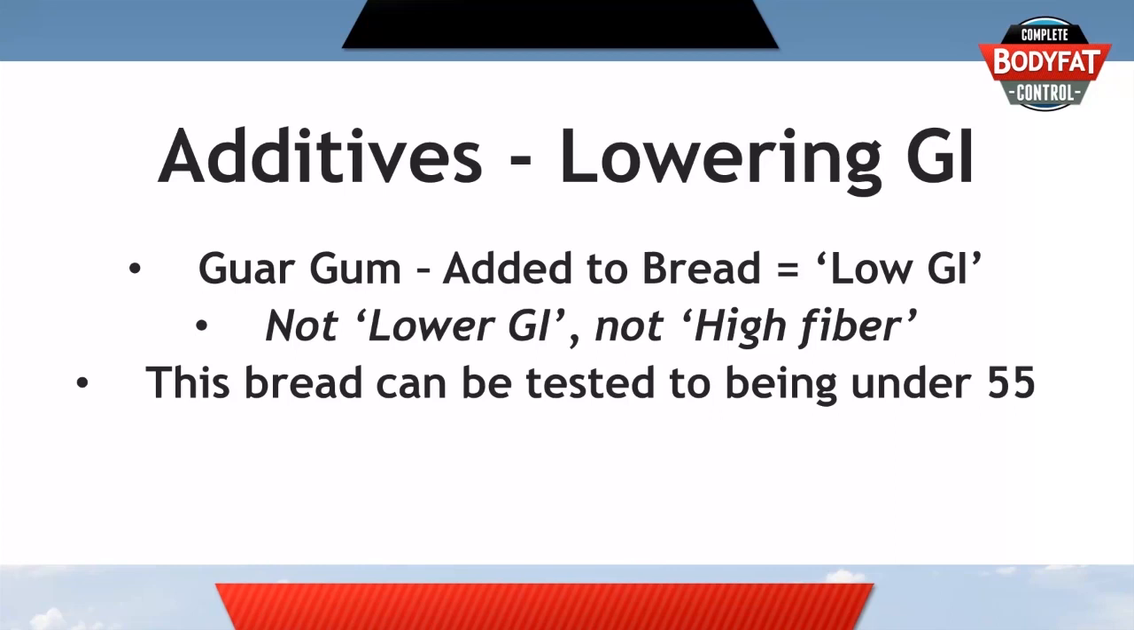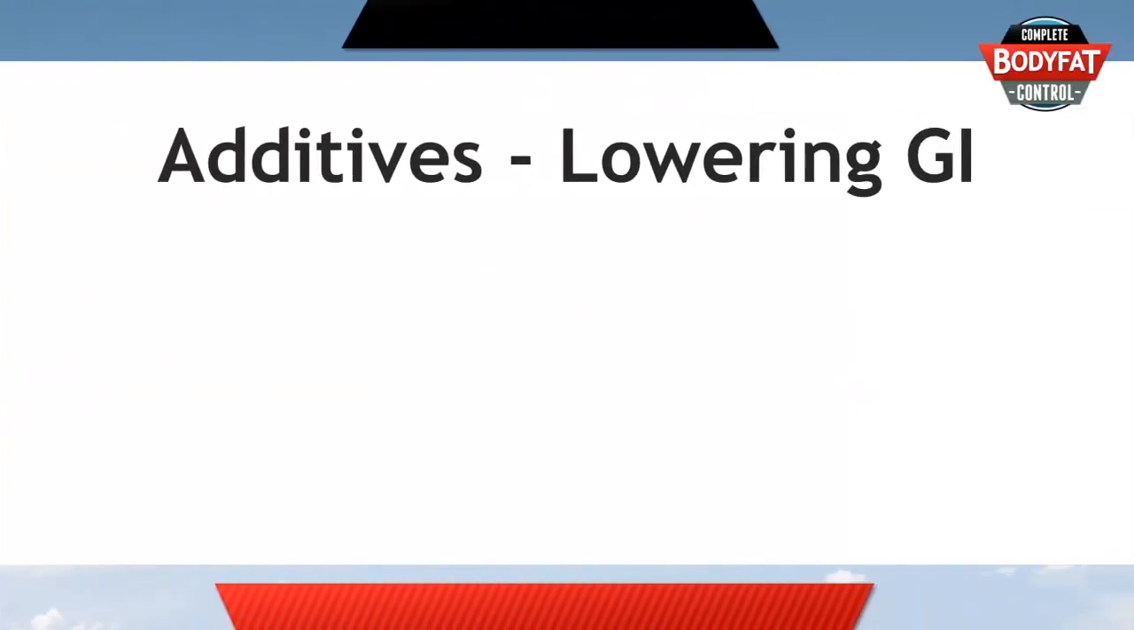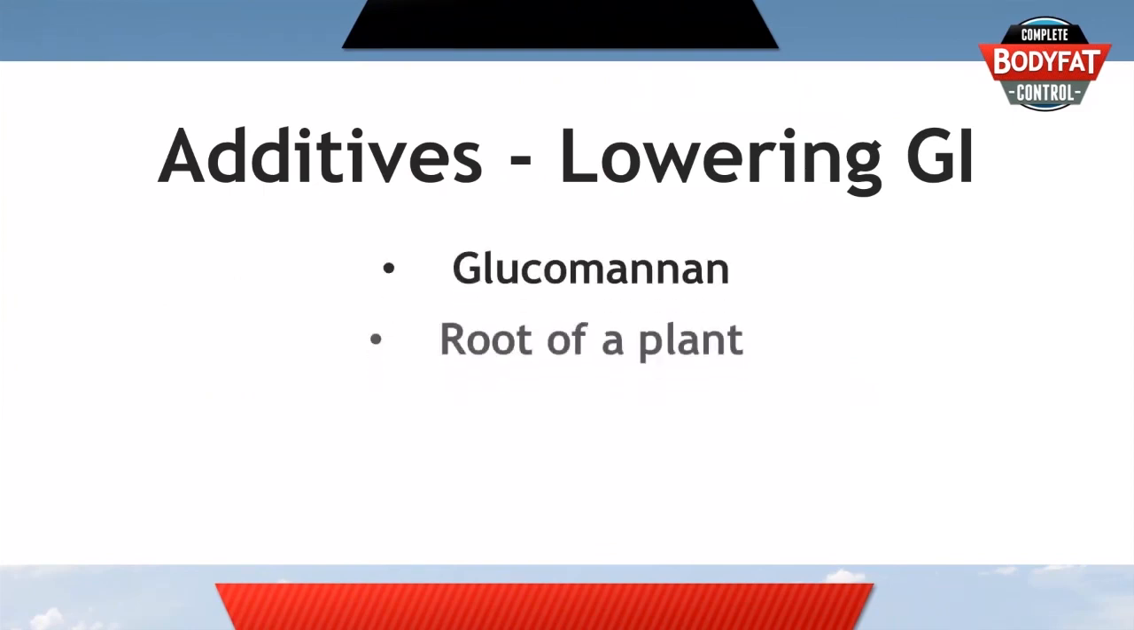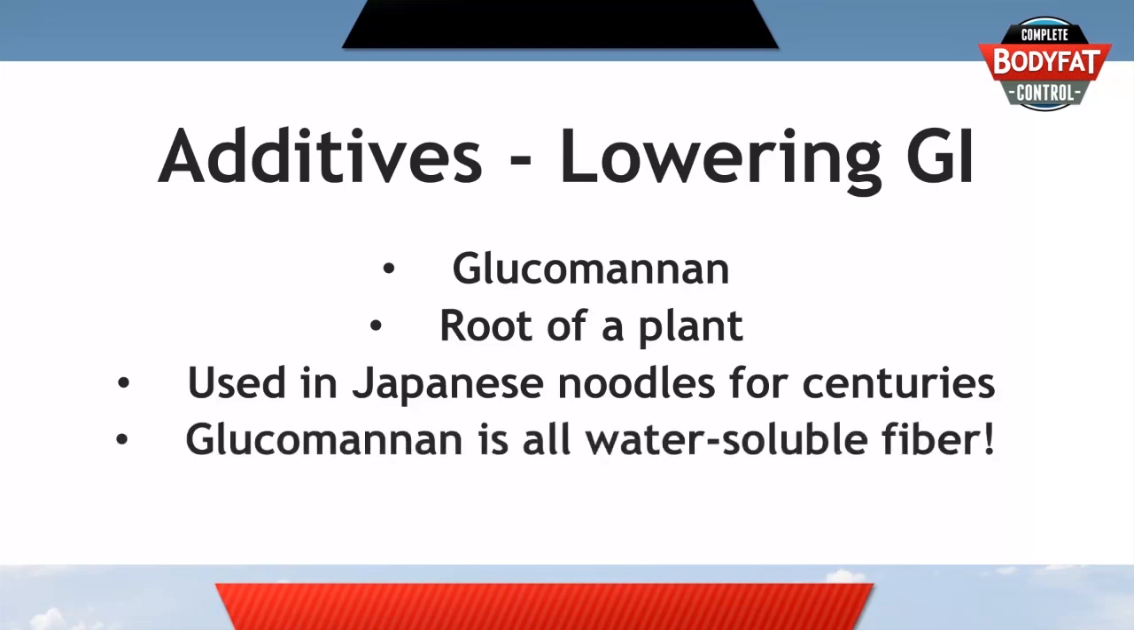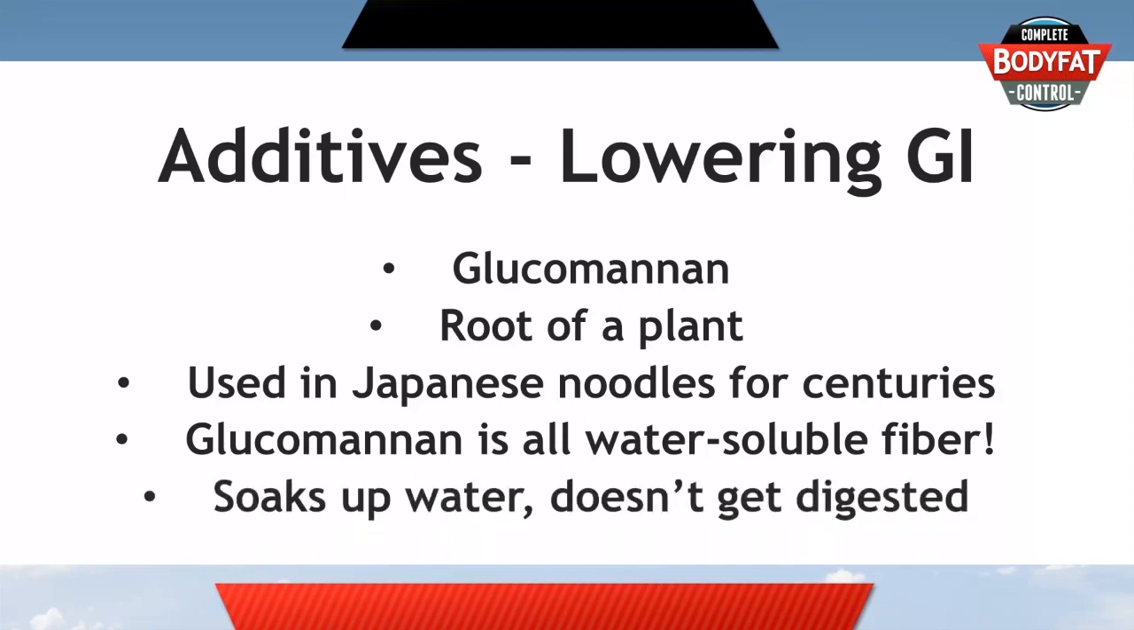That's what I expect. Now, another additive that is being used in different kinds of products is called glucomannan. Now, glucomannan is the root of a plant, and it's been used in a certain kind of Japanese noodle for a very long time. It's quite a traditional food in Japan. Now, effectively, all of this plant root, this glucomannan root, is what's called water-soluble fiber. So that means that it's a kind of fiber that can soak up water, and it doesn't get digested because it truly is all fiber.